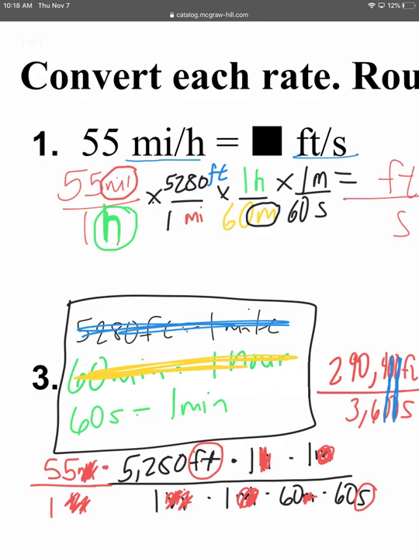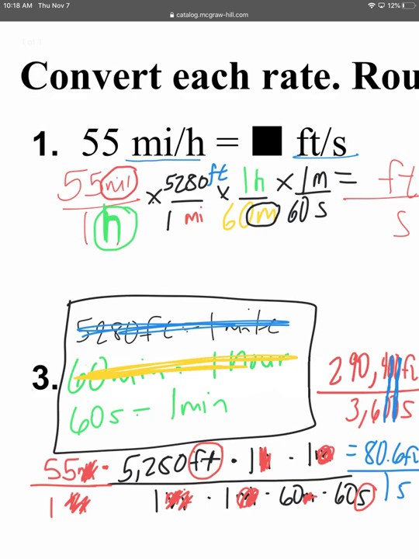We're left with 2,904 divided by 36. So 2,904 divided by 36 equals 80.6 feet per second. Now that's a lot, right? What we did there was just a lot.